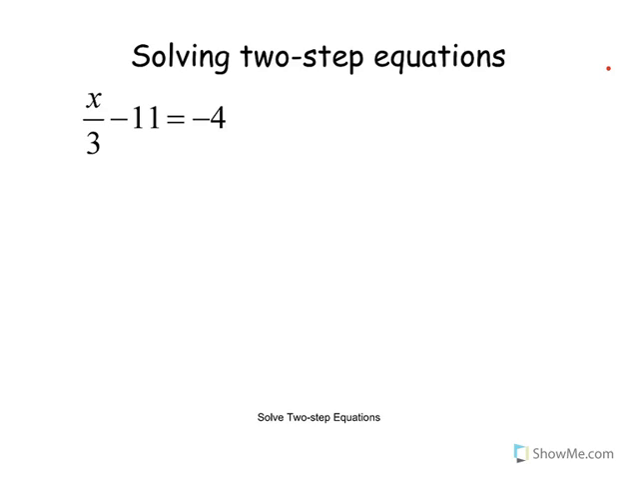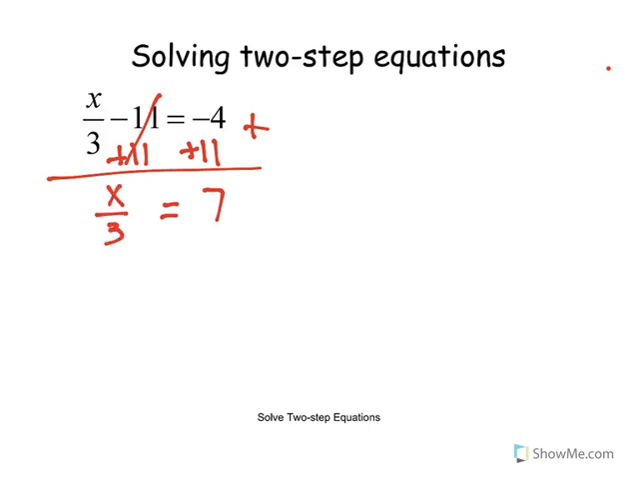And the rules are the same, right? So I have my variable term on the left. I want to eliminate that negative 11, so I add its opposite on both sides. Negative 11 plus positive 11 is 0. Negative 4 plus positive 11 is positive 7. And we bring down x thirds.